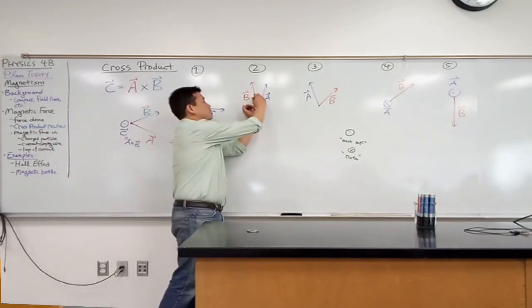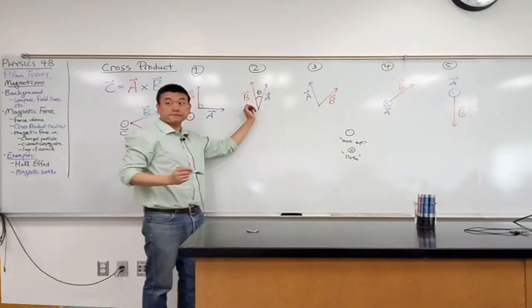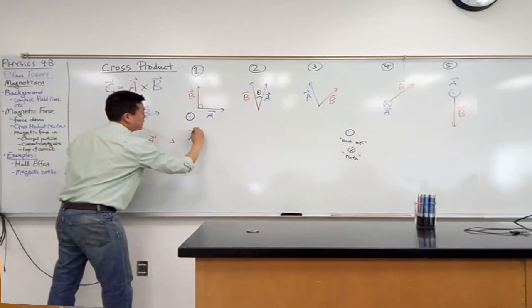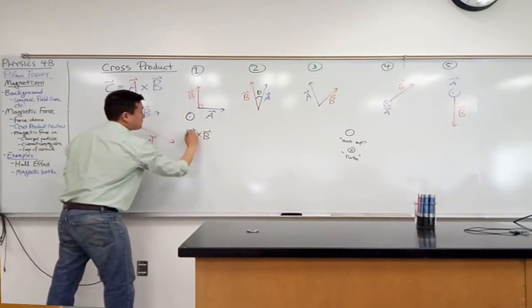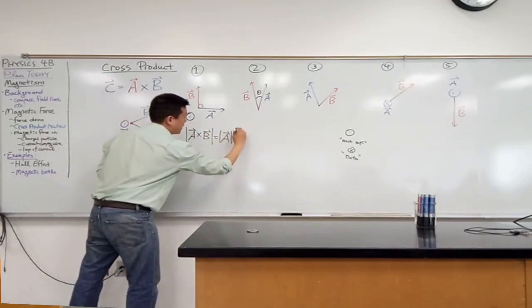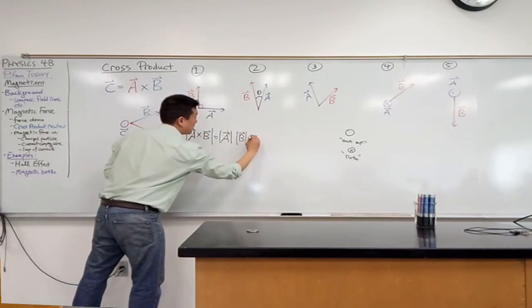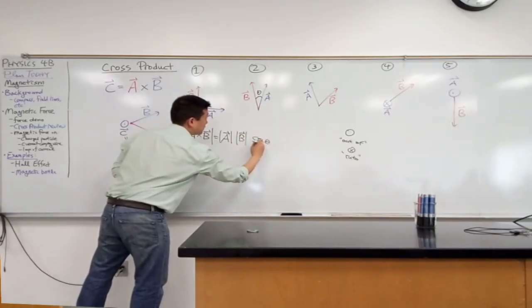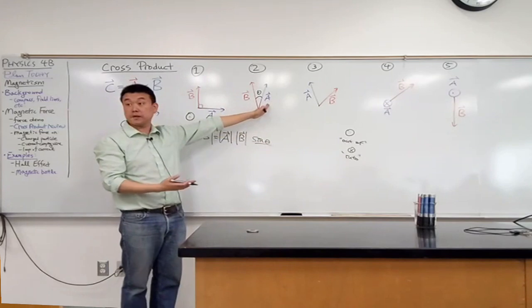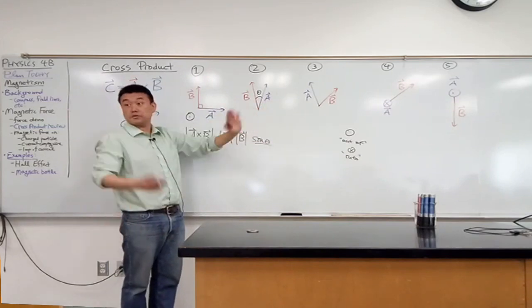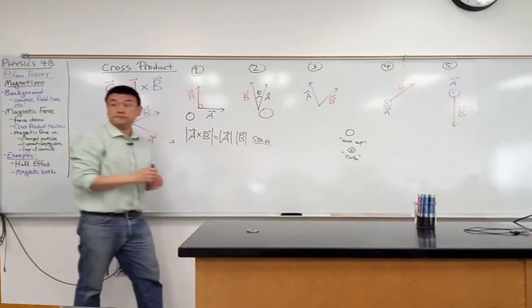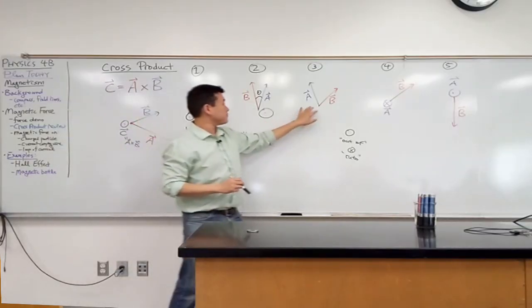So the angle here changes. What does that affect? Magnitude. Because if you remember, the magnitude of A cross B was the magnitude of A times the magnitude of B times sine theta. So if this angle theta decreases from 90 degrees, that'll make the cross product smaller in magnitude. But in terms of direction, it's still the same direction. It's still out of the board. Good? What about A cross B here?